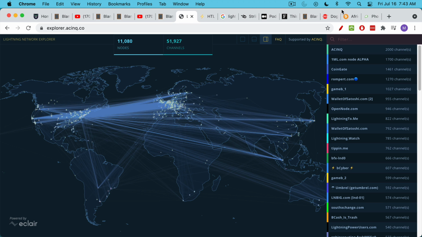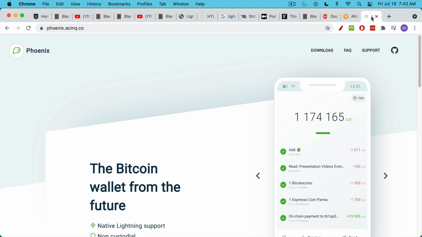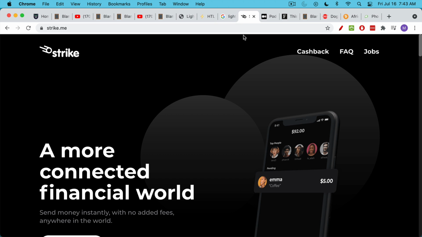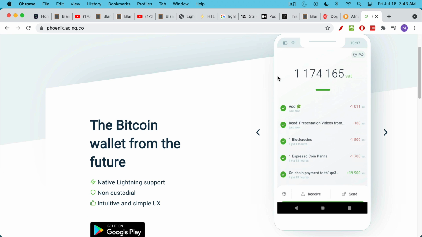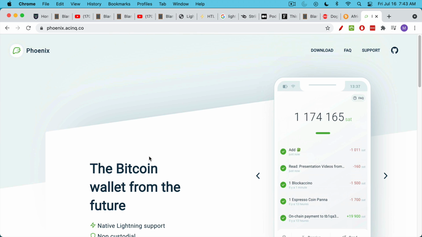If you want to try out the Lightning Network, you can try downloading the Strike app, I can't remember if it's called Strike or Zap. You can also check out some Lightning wallets like Phoenix. I haven't tried this one yet. I'm going to try it this weekend, but it does have Lightning support built in, and it's non-custodial, which means someone else is not holding your Bitcoin. You'll still have full control of it.